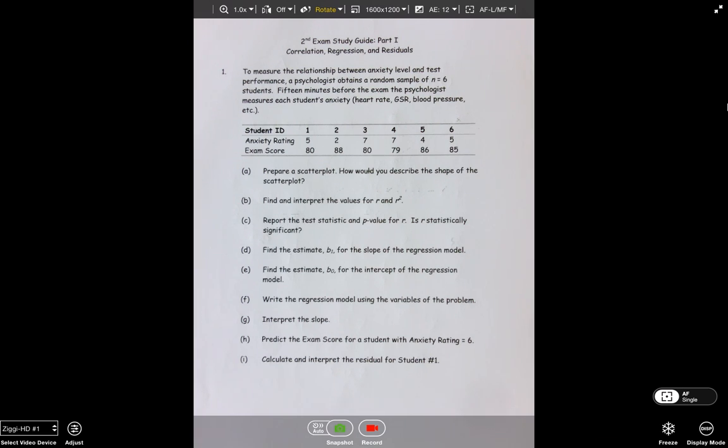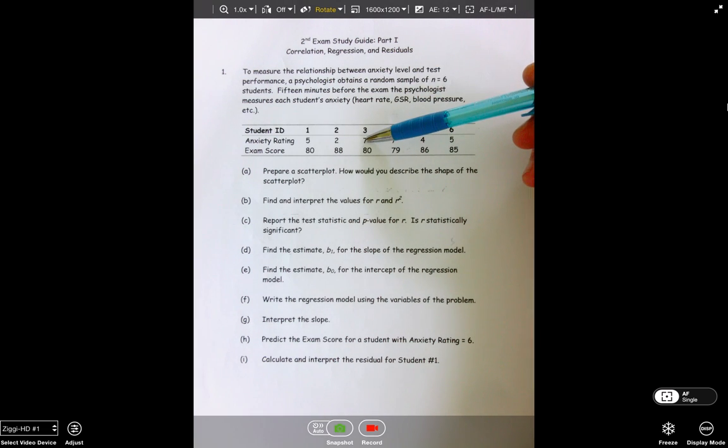Let's get it going. So what we want to do is measure the relationship, or examine the relationship, between anxiety level and test performance. So a psychologist obtains a random sample of 6 students, and 15 minutes before the exam, the psychologist takes them to a lab and measures their heart rate, their GSR, whatever that may be, blood pressure, and so on and so forth, and puts all this together to come up with an anxiety score. Guys, a higher anxiety score means more anxiety.